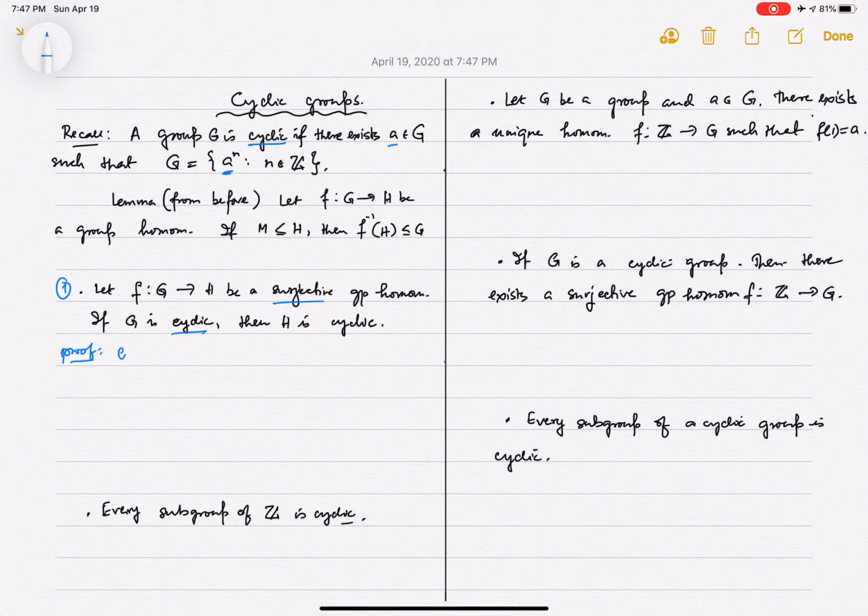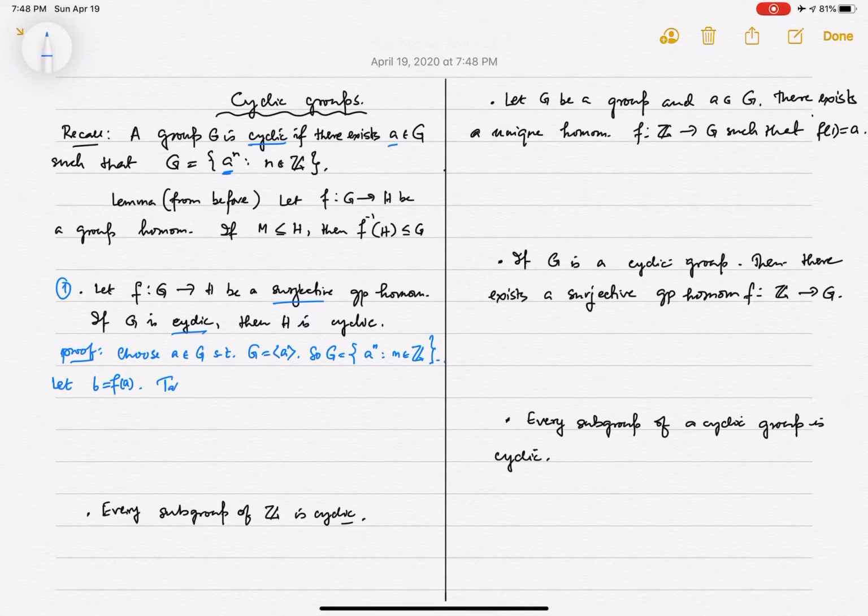So choose a generator A for G, such that G is generated by A. So all elements of G look like A to the power something. And I'm going to claim that if you take the image of this element under f, that is going to be a generator for H. So just the image of a generator is a generator. So let's call this B.